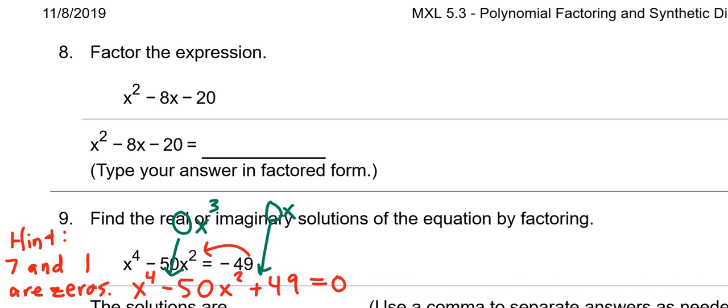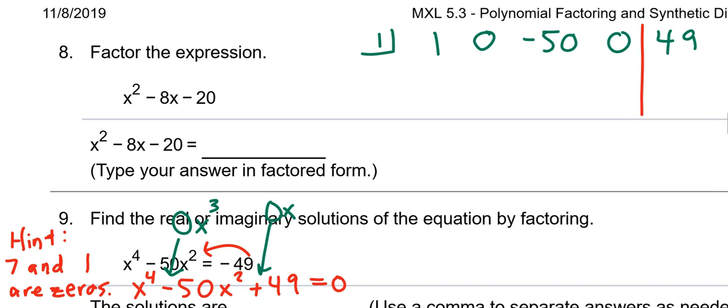Okay, so we got a 1. My coefficients are 1, 0, negative 50, 0, and 49. Okay, remember, I had to include the missing ones. If I don't include the missing ones, I will not get the right result. Carry down the 1, take 20 seconds to get that finished, and then we'll move on.